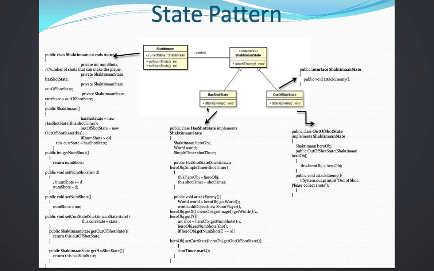There are basically 2 states in which the game character can be. The game character Shaktimaan can be in 2 states, has shot state and out of shot state. This pattern is applied to keep the state of Shaktimaan. During the start of the game, the hero has a predefined number of shots to kill the enemy, and hence at that moment he is in the has shot state. But soon if all the shots are used, then the number will go to 0 and then Shaktimaan will be in the out of shot state.